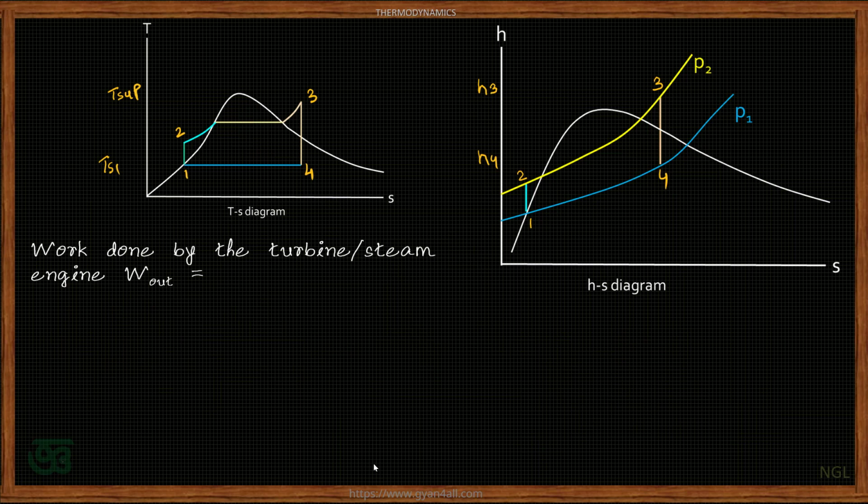Now the work done by the turbine or the steam engine, W out, and work is done during the process 3-4.